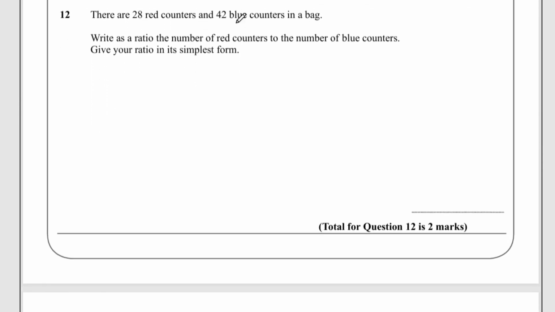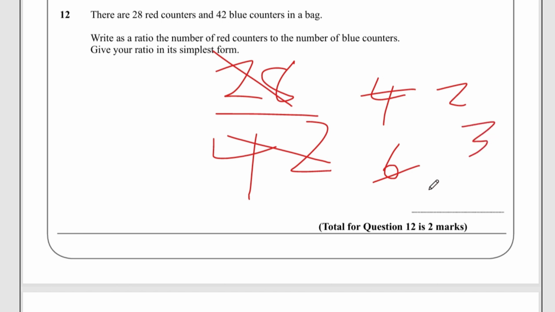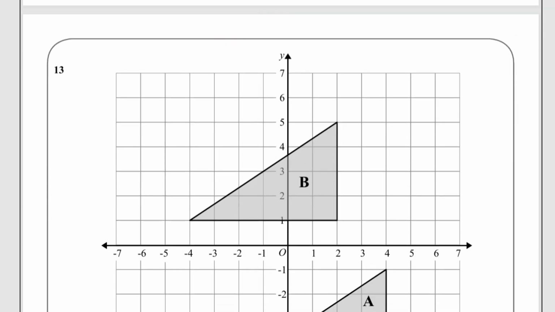All right. Question 12. There are 28 red counters and 42 blue. Write the ratio. So ratio is simply division. 28 divided by 42. What would divide? 7 would divide. So 7 in 28 is 4, and 7 in 42 is going to give you 6. Then you can use 2 to divide. 2 in 4 is 2, 2 in 6 is 3. So this is 2 over 3, and simply put 2 ratio 3, just like that.